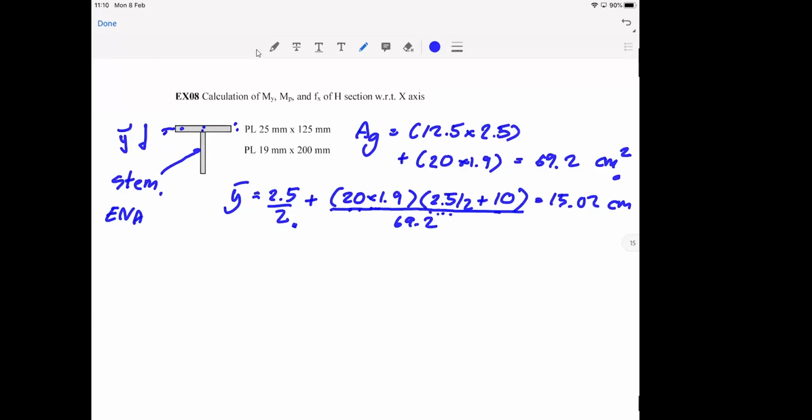Sorry, that's the wrong one. In my note, I actually did it from the bottom. So excuse me, it's not right. Hang on a minute. So from the top, it should be 7 centimeters. Okay, roughly 7 centimeters.